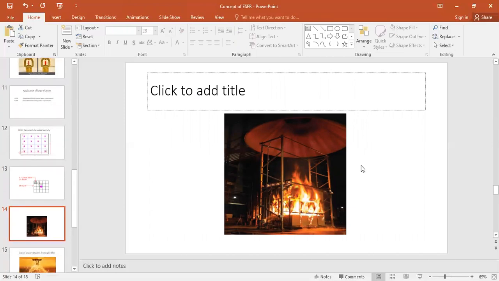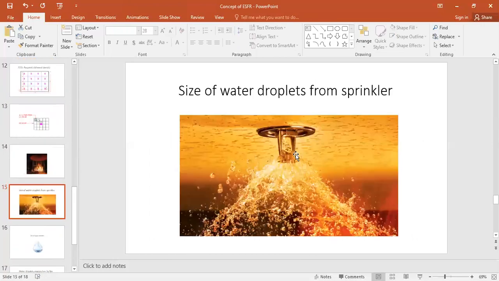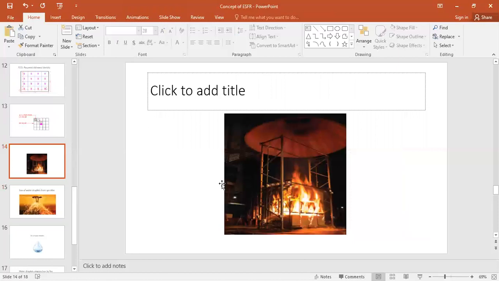So let's get back to the topic. Why do high ceiling height areas require larger K factors? Because larger K factors deliver larger droplets. If you look at this image, this is a sprinkler activation image. Water is delivered, but as droplets, and they contain particular droplet sizes. Larger K factors deliver larger droplet sizes, lesser K factors deliver smaller droplet sizes.